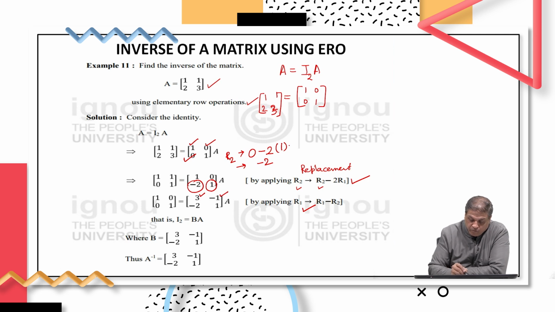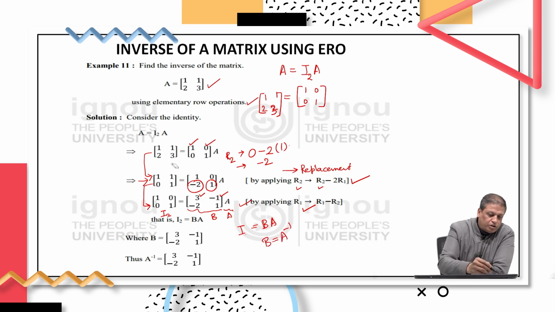But mind it, after performing this replacement operation, what is happening at the left hand side? You are transforming this into this. By performing the next replacement operation, you are transforming this into this, and this is nothing but your identity matrix. So this is B matrix, this is A matrix. So that means B into A is equal to identity matrix. That means B is equal to inverse of A.